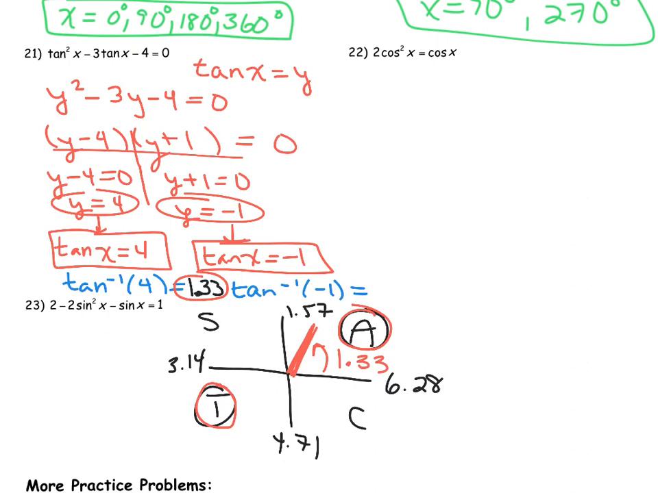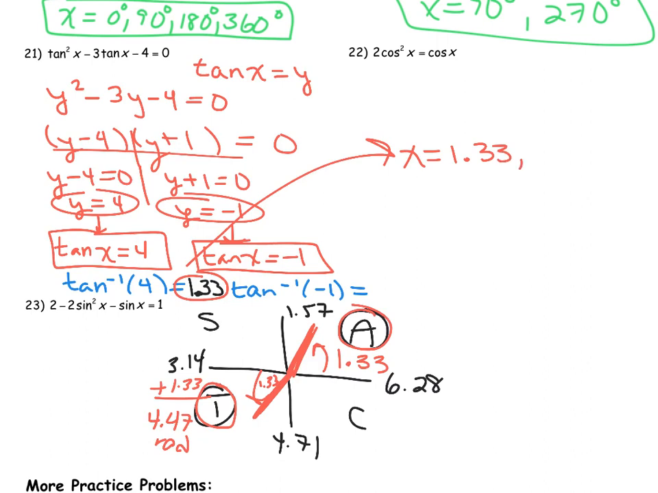But I'm also looking in the third quadrant. So if my reference angle, again, is 1.33, let me draw that better here. Well, I just have to add that to the 3.14 to get that radian value. So we end up getting 4.47 radians. So for tan inverse of 4, our angle values are x equals 1.33, this is all in radians, and then 4.47 radians. So that just takes care of tan inverse of 4.